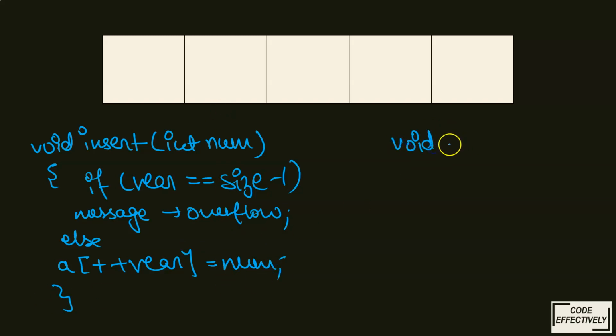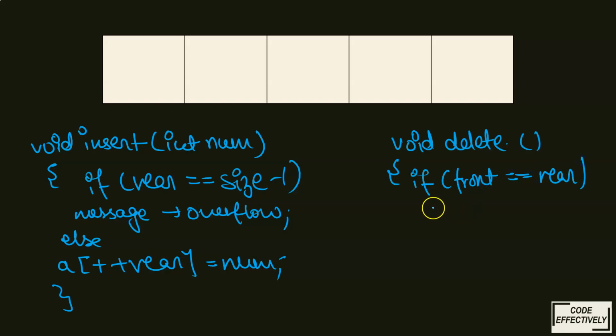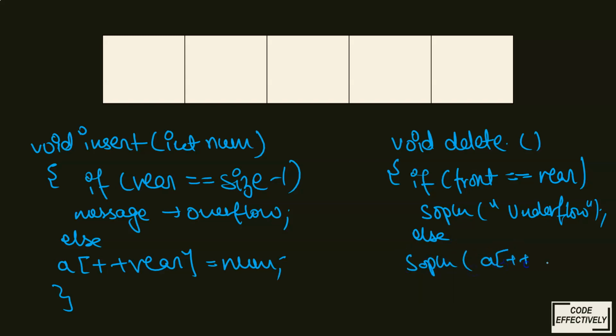Then we are going for the deletion operation. Let's say void delete. Now I'm going for the delete operation, and the main thing I have to check is if front is equal to rear. I will explain what this front and this rear are. So we will just display, using System.out.println, that it is underflow, because you cannot delete more numbers or more things from the queue. Else, if it is not underflow, then we can display that the deleted number is a[++front]. This is my entire pseudocode.